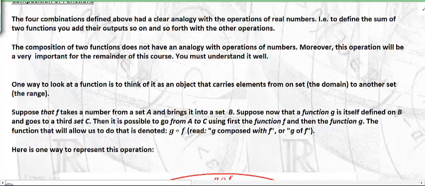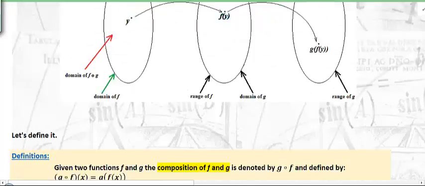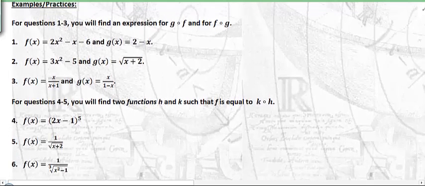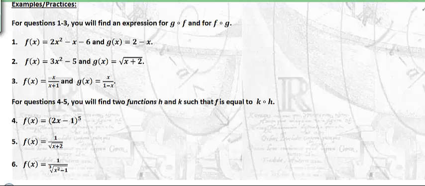Let's go over some examples again. This is a review from last year. I'm just going to go over one example, and we'll finish the rest of the examples in class tomorrow. Let's go over the first example right here. Okay, so what do we do here? We want g composed with f and f composed with g. This is not goth and this is not fog, please.